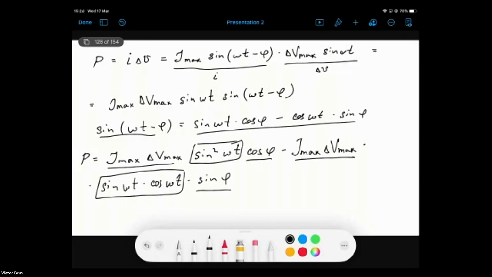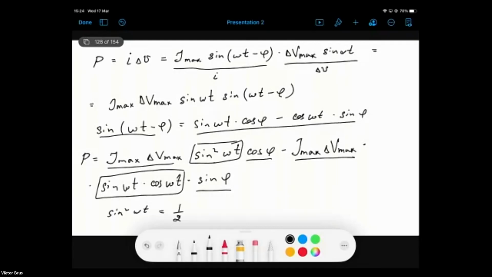So the average of this function, sine squared omega t, we have already found during our previous lecture when we were calculating the expression for the IRMS. So sine squared omega t, as an average over one period or more periods, is equal to one half, 1 over 2.